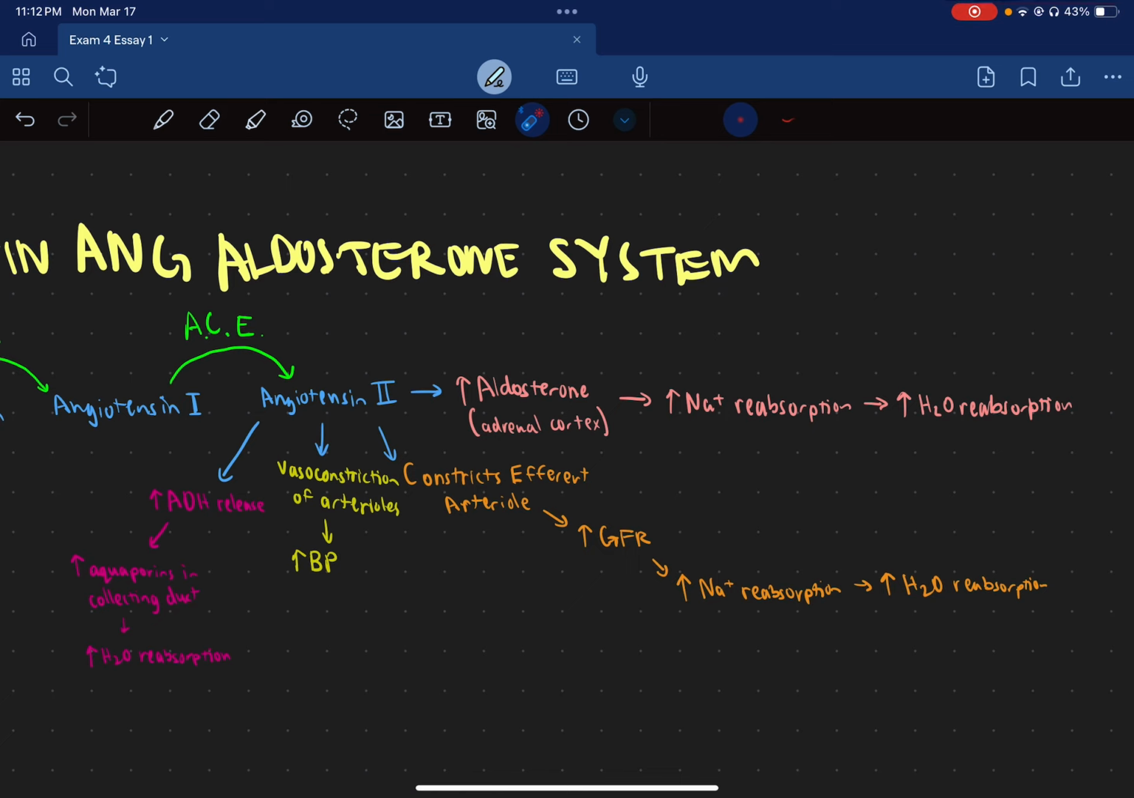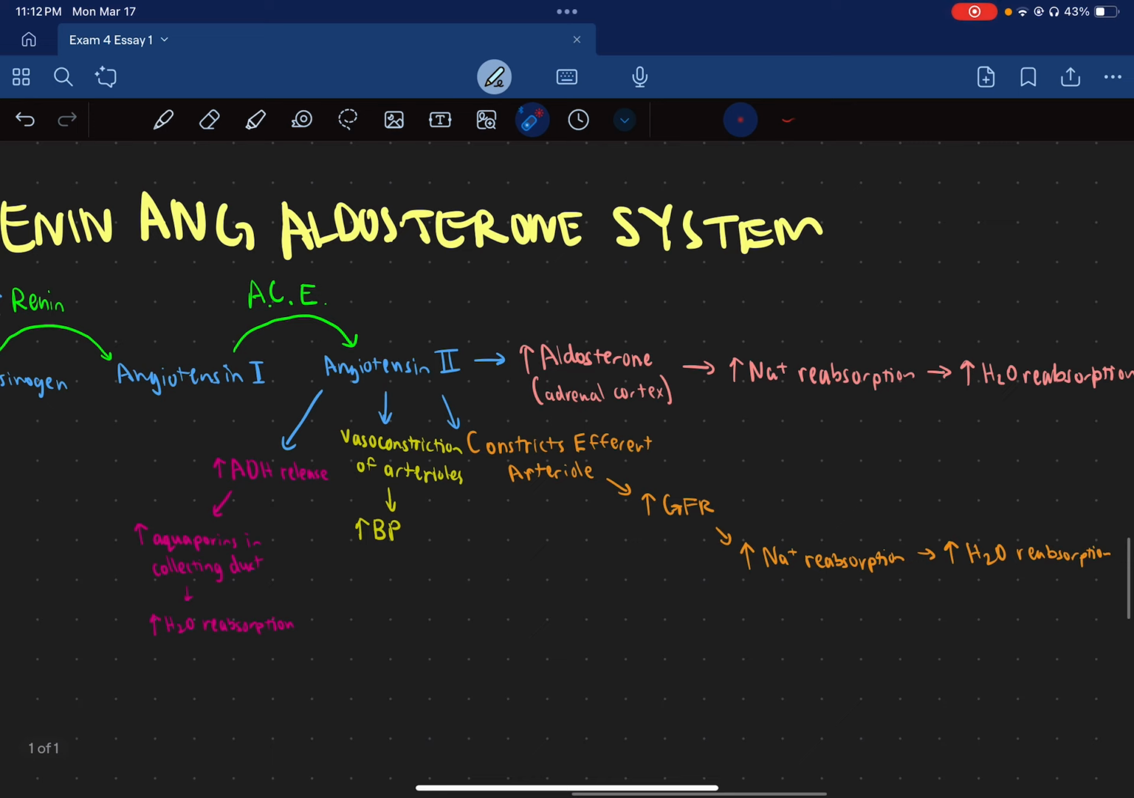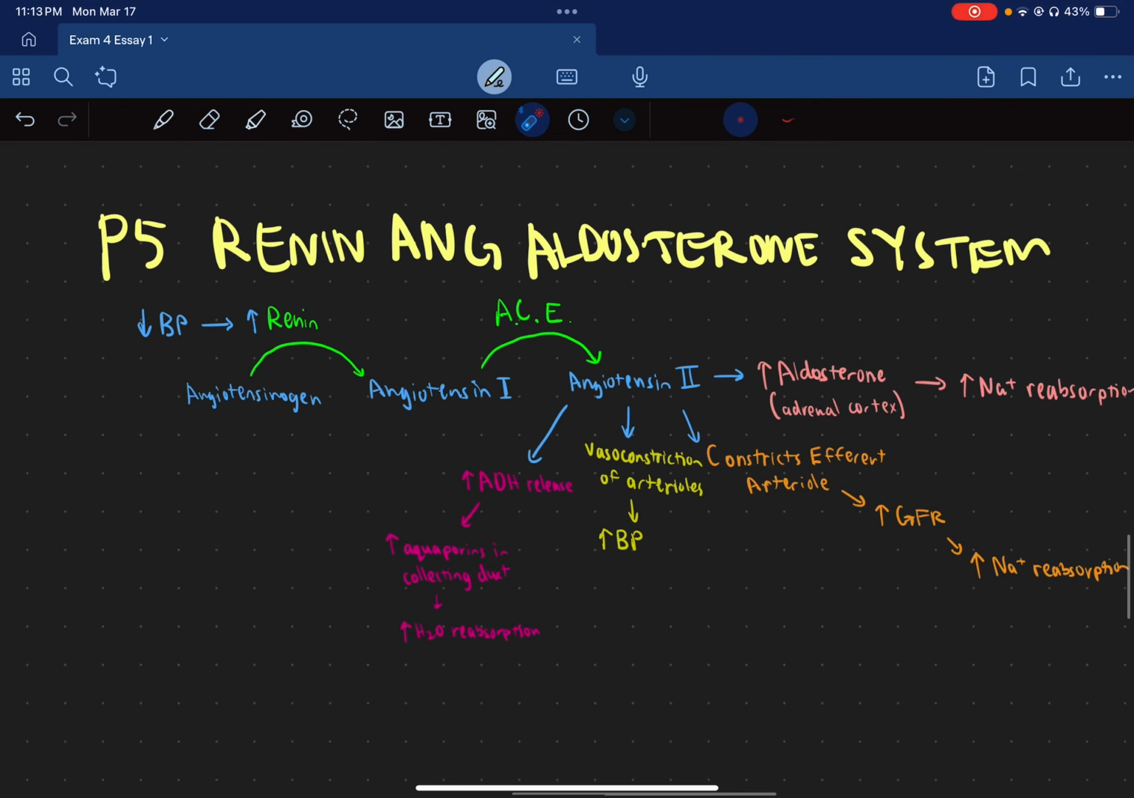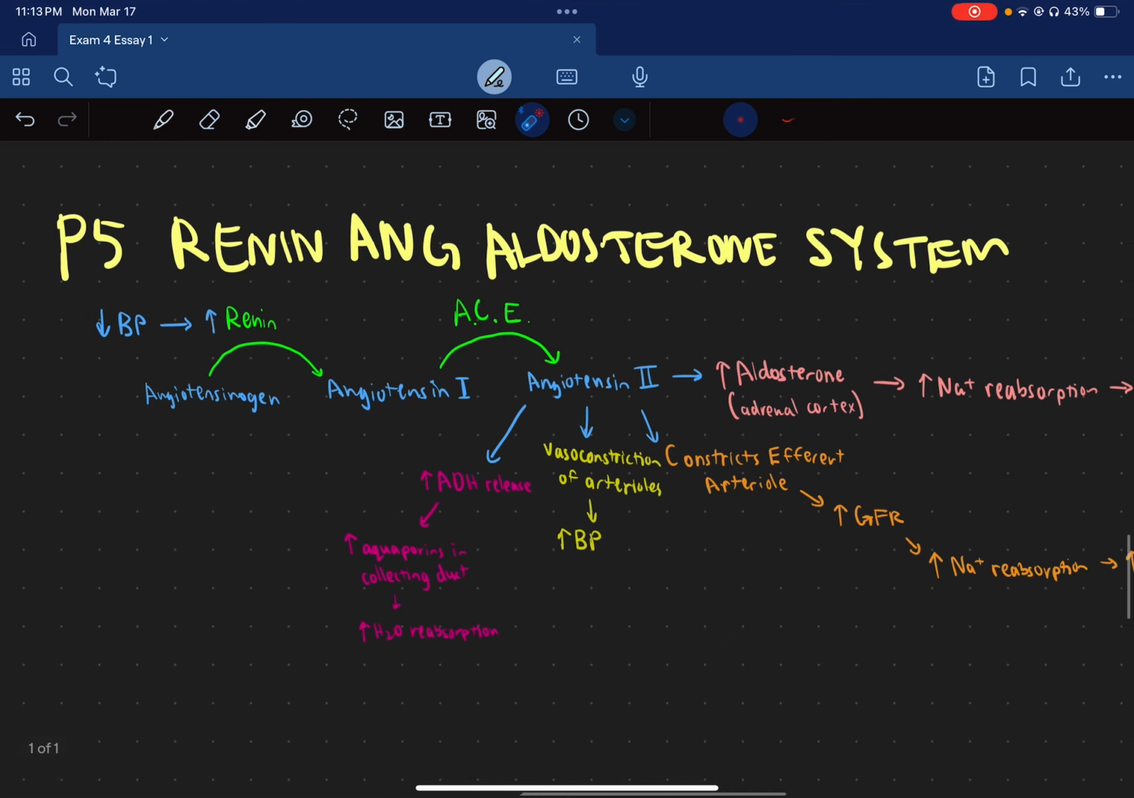Also, it's going to cause a constriction of the efferent arteriole, so that's the arteriole after the glomerulus, causing kind of a buildup. It's going to increase GFR, and our sodium reabsorption is going to increase as well, which will also cause us to retain more water. Ang2 will cause us to vasoconstrict all of our arterioles in the body, which will increase blood pressure, since that's kind of the negative feedback, since the initial causation of this was a decrease in blood pressure.